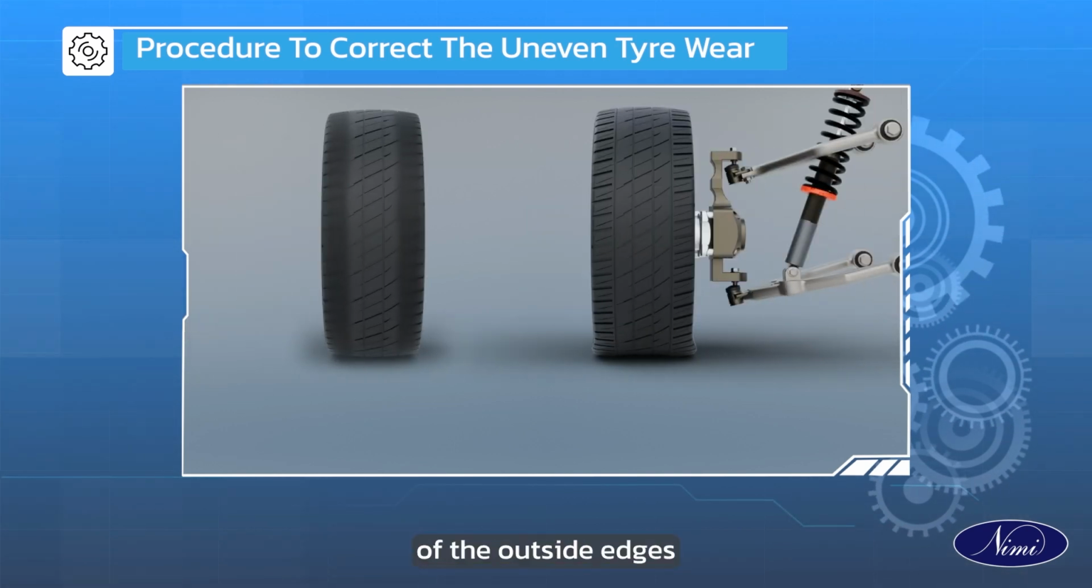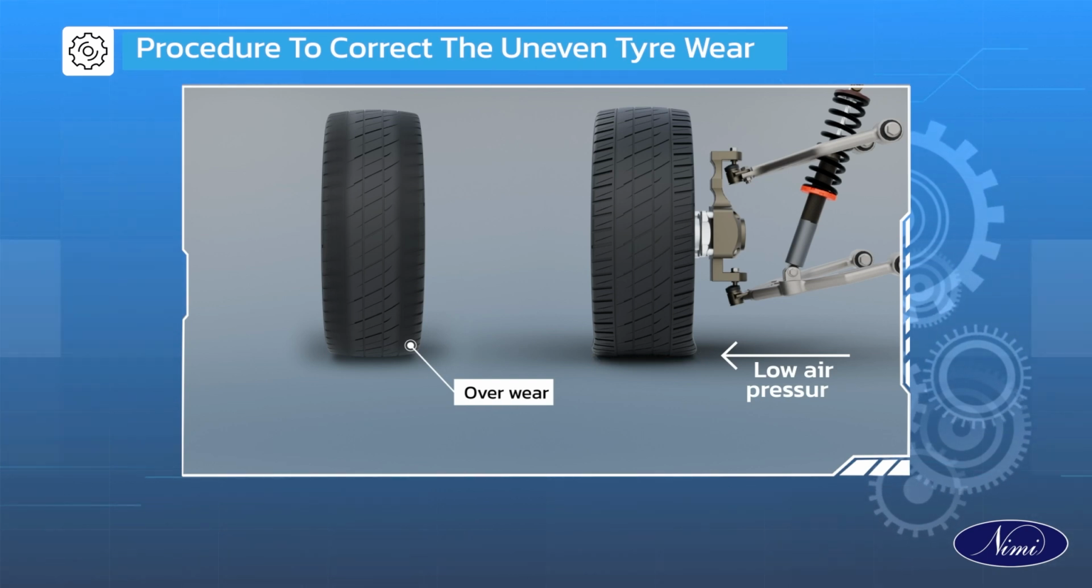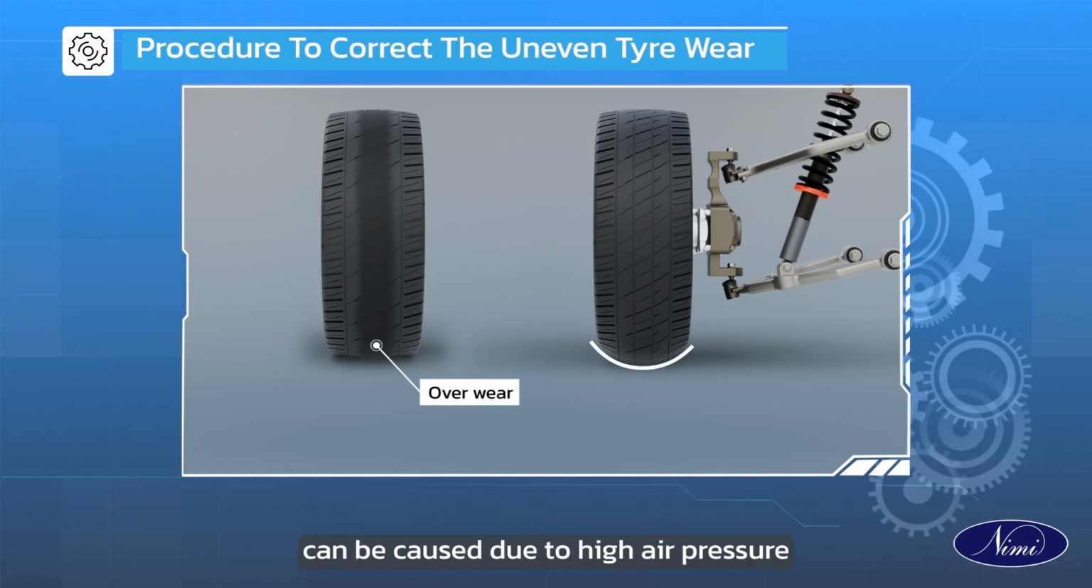An overwear of the outside edges can be caused due to low air pressure. An overwear over the center of the tire can be caused due to high air pressure.